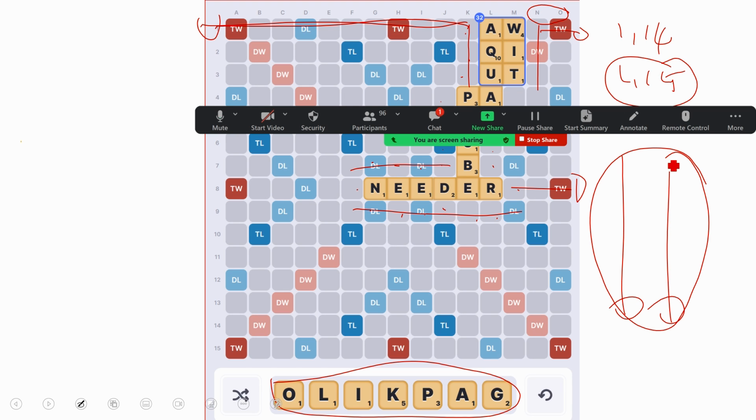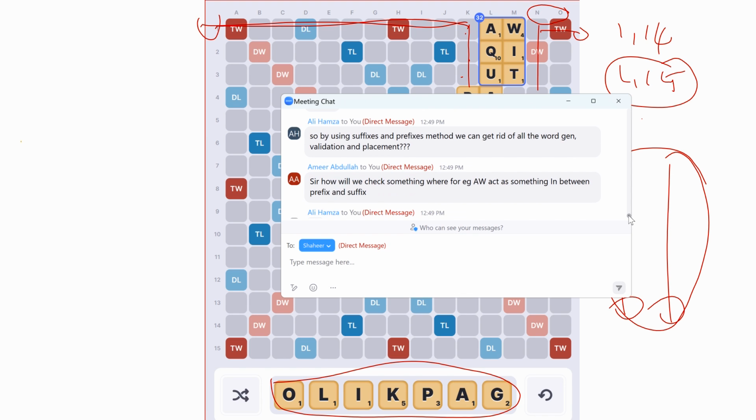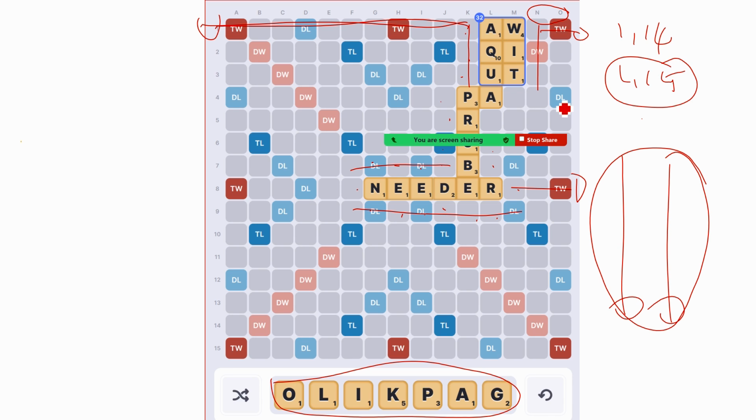And then it searches the dog or the tree, depending on the implementation, to find out whether the possible combination and the possible words represent valid words on your tree or dog. So, Ali, you're not going to get rid of word gen validation and placement. You will do word gen validation and placement, but we'll use the trie or the dog for that purpose.